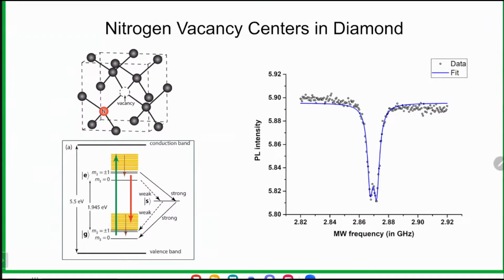And another thing is the cold atoms. Cold atoms are very good sensors for gravity, for example. So, does that answer your question? It does. Thank you. Okay. Anything else?